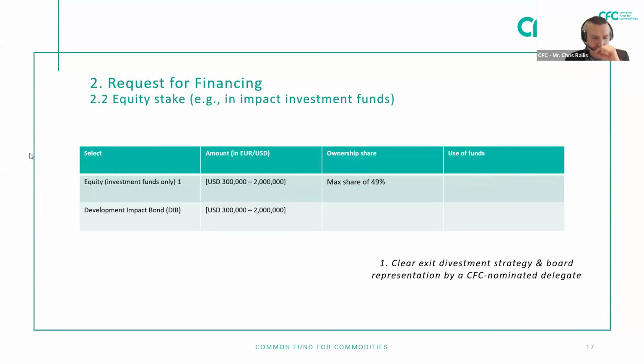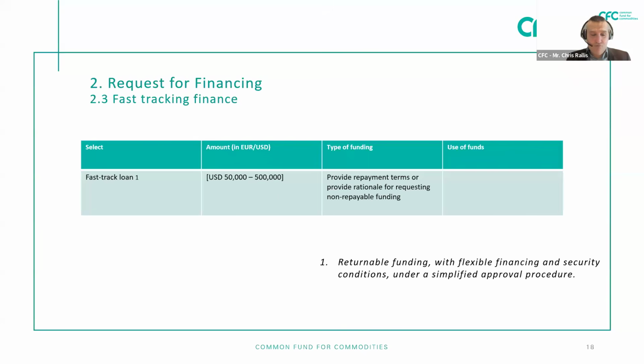Our final type of facility, and we go to the next slide, is our fast track loan. So fast track loans were facilities that were designed during the COVID period when many companies required emergency liquidity to survive. So we have kept those facilities open, and we have actually extended it very recently. So the amounts can go up to 500,000.